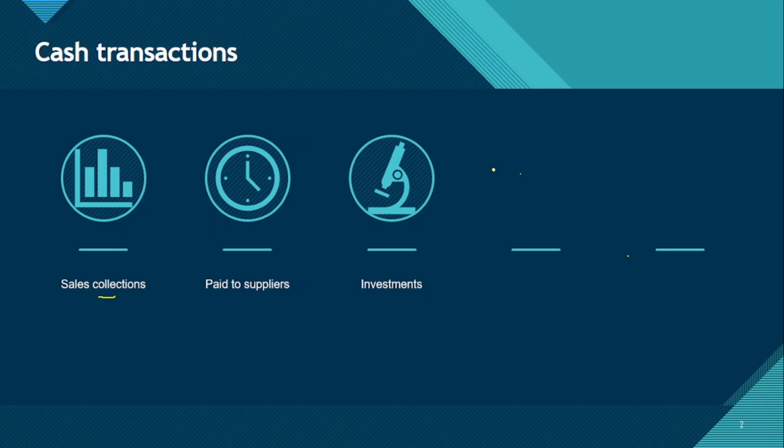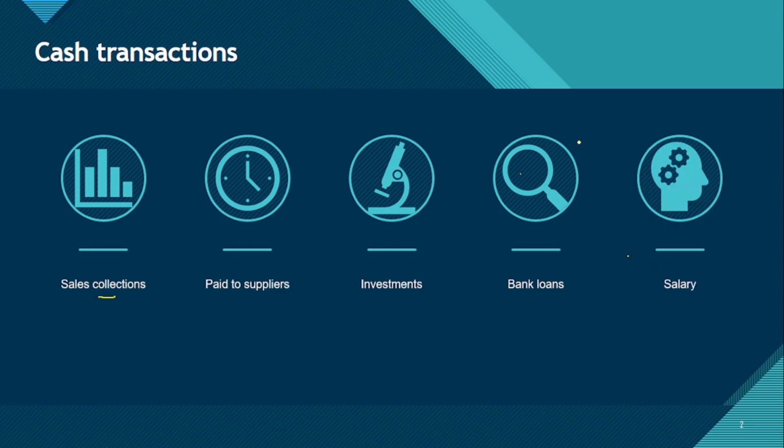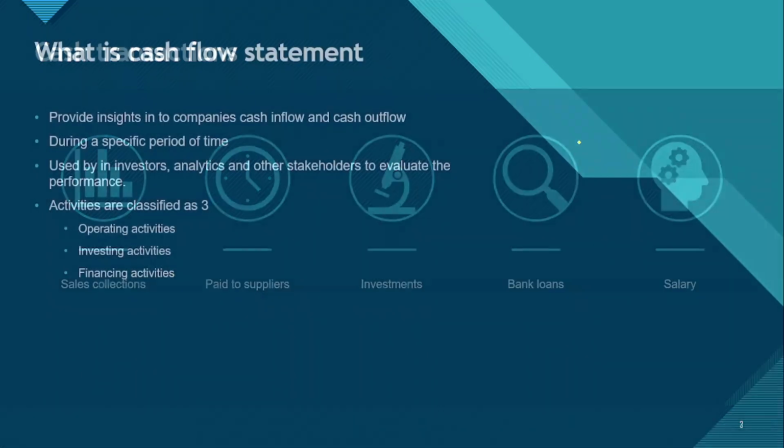Investment. We made some investment in equipment or technology. This is a cash transaction. Bank loan. We got a bank loan, which is a cash transaction. Salary or our operating expenses. There are a lot of cash transactions. So wherever a cash transaction is involved, there should be an impact in the cash flow statement.